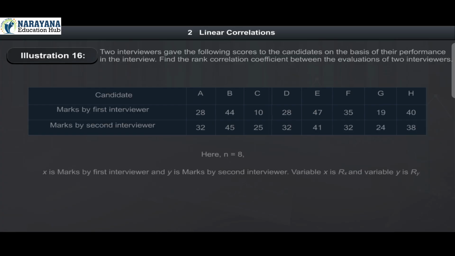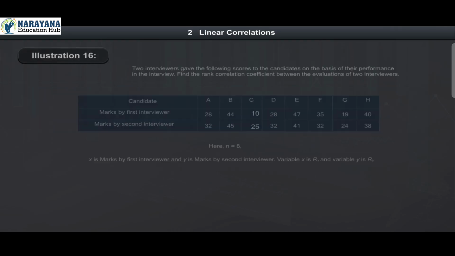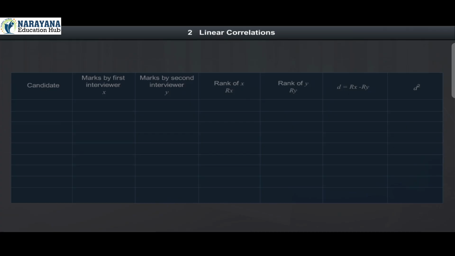X is marks by the first interviewer and Y is marks by the second interviewer. Variable X has rank Rx and variable Y has rank Ry. Candidate, marks by first interviewer X, marks by second interviewer Y, rank of X Rx, rank of Y Ry, D is equal to Rx minus Ry.